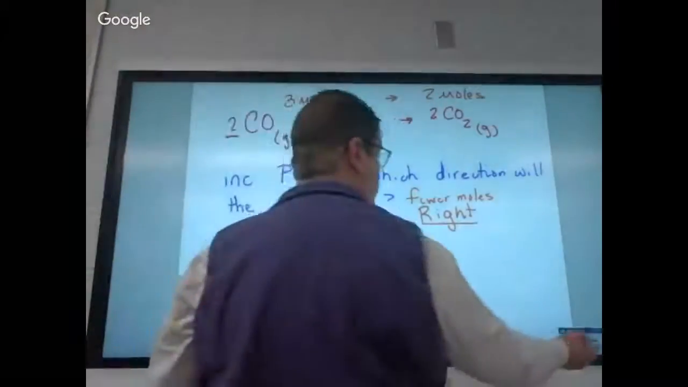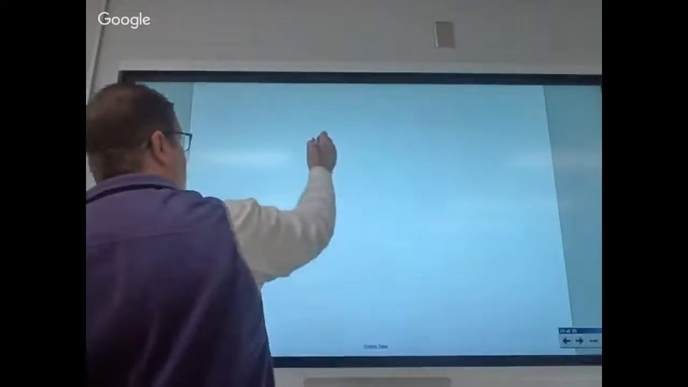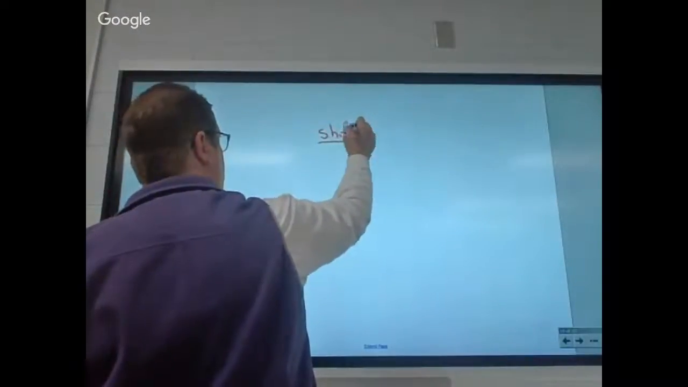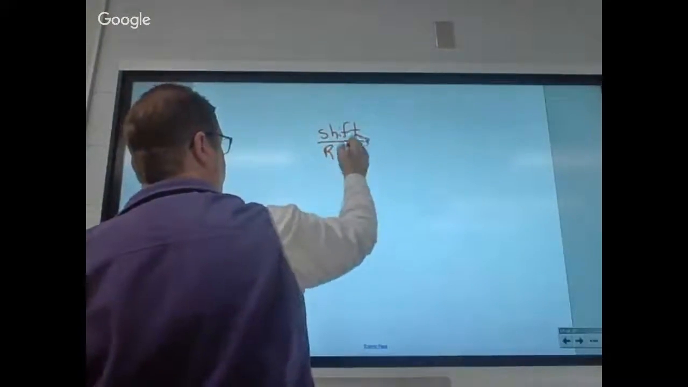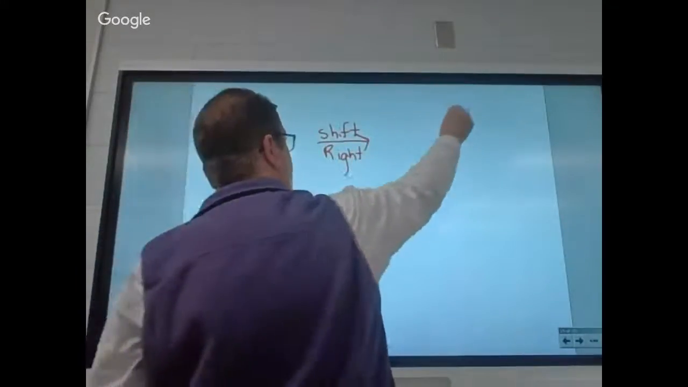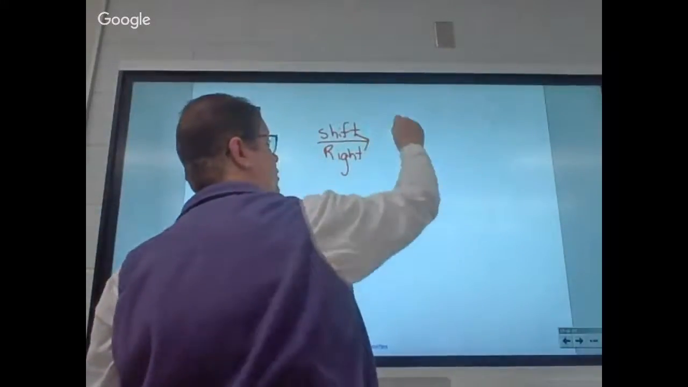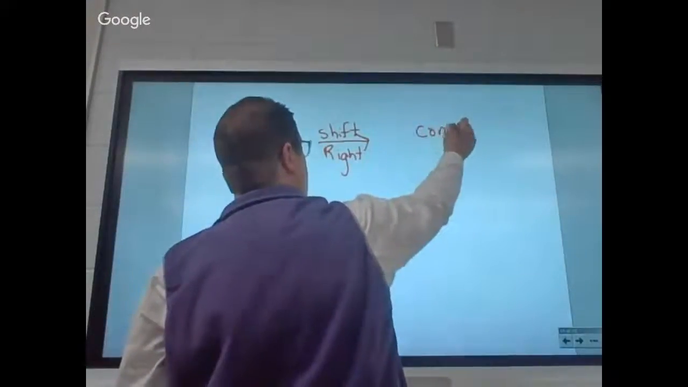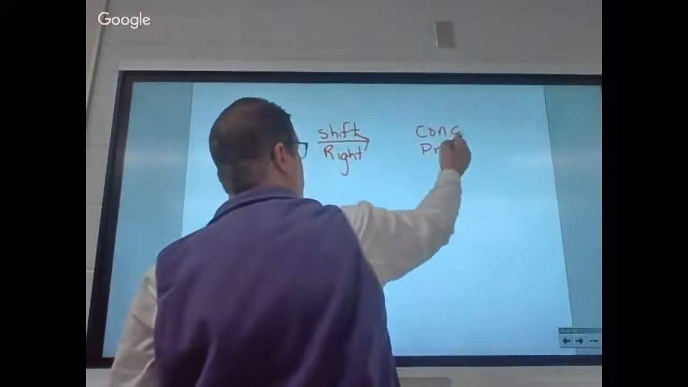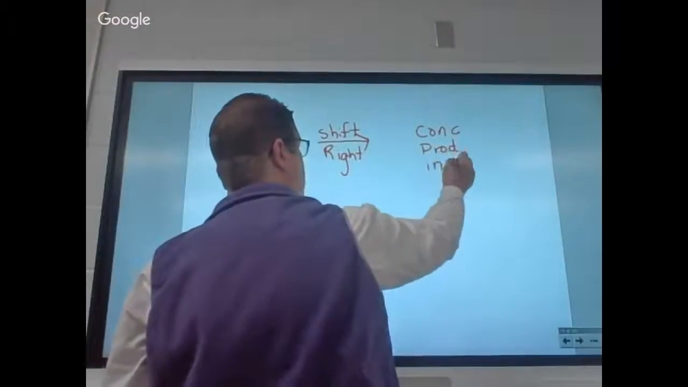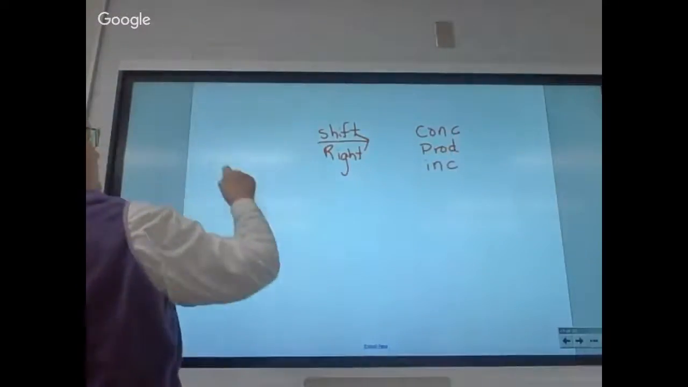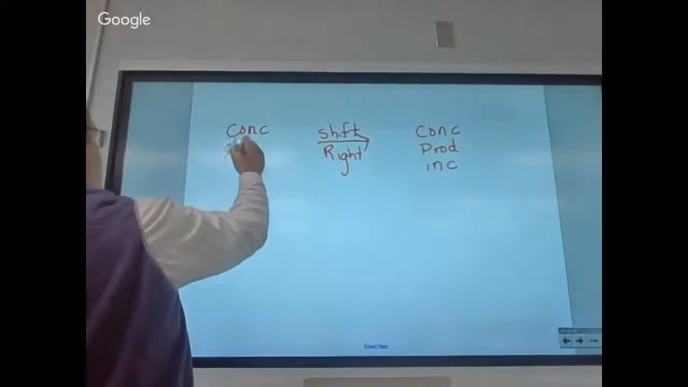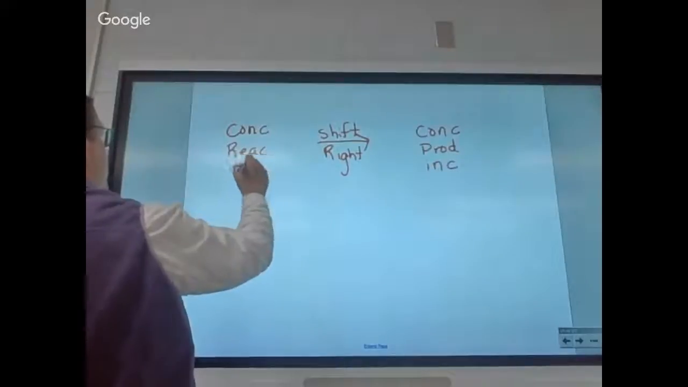All right, so to figure out concentration, anytime the reaction shifts to the right, what's going to happen to the concentration on the right side? Is it going to increase or is it going to decrease? Increase. Okay, the concentration of the products will increase. So what's going to happen on this side? Okay, the concentration of the reactants will decrease.